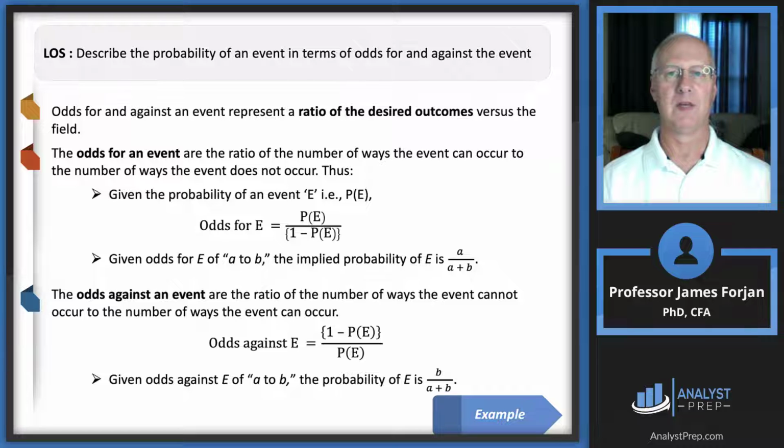All right, how about odds for and against an event? So this is just going to be a ratio, and so look at the second arrow point there. Given odds for E of A to B, the implied probability is just a ratio of A over A plus B, and so then the same is true for odds against an event.